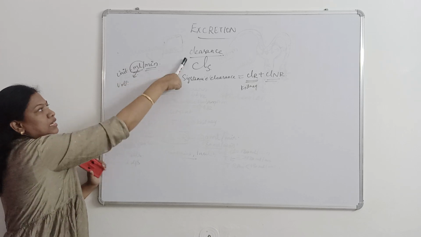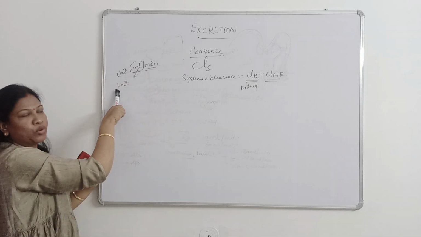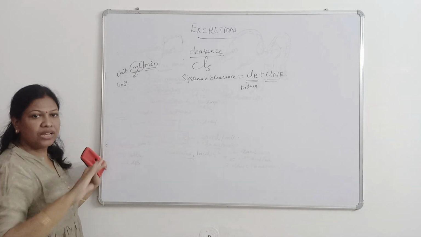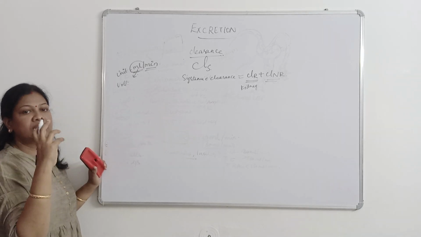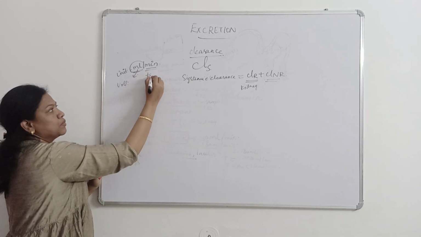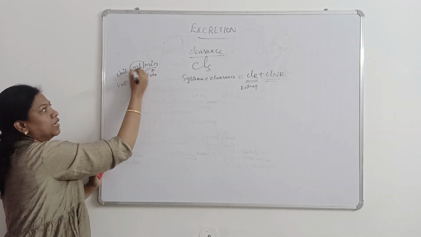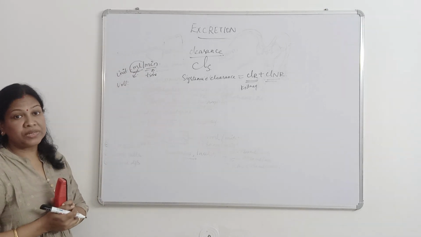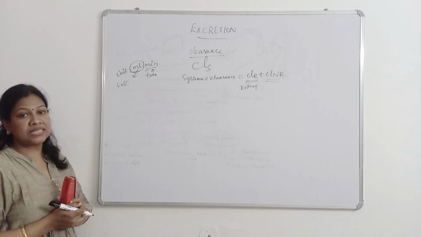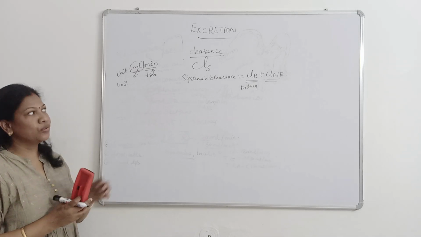So clearance is the hypothetical volume of the body fluid which is required to clear off that substance or the drug substance from the body per unit time. The unit of time is minute. That is why I asked you to remember that unit first. If you know the unit, you can define it very easily. That is ml per minute is the unit of clearance.